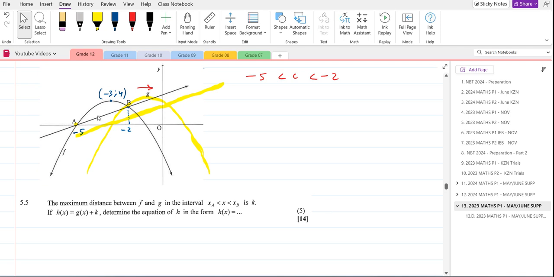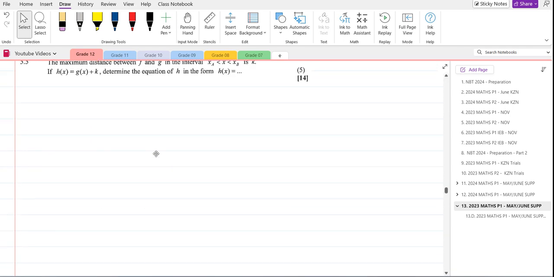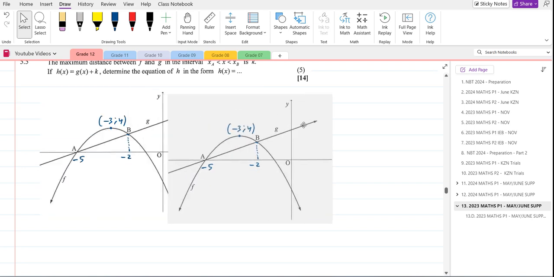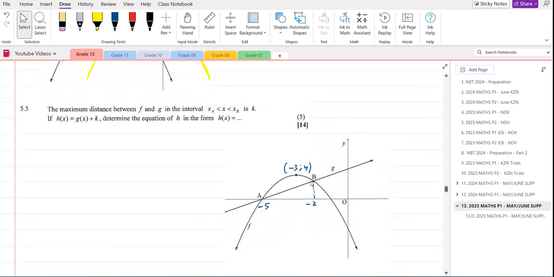But now how do you find the maximum distance between f and g? To find the maximum distance, let me explain this. Alright, let's copy and put it here. To find the maximum distance between, you see this xa and xb means this is a and b. So we're trying to find the maximum distance here, the maximum vertical distance, right? So obviously the maximum distance between f and g in the interval is basically k. That's a value, that's what they said. That is, the maximum distance is k.